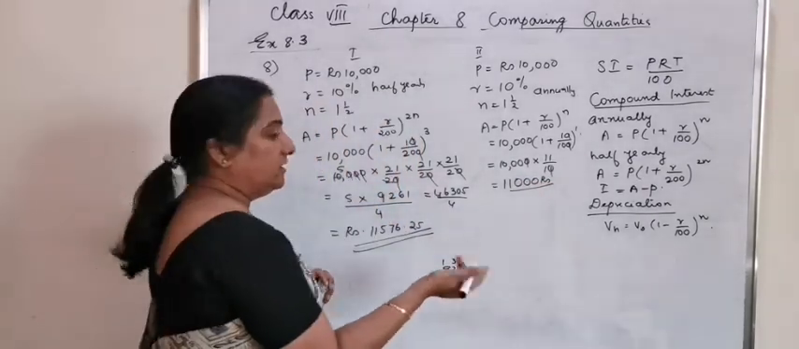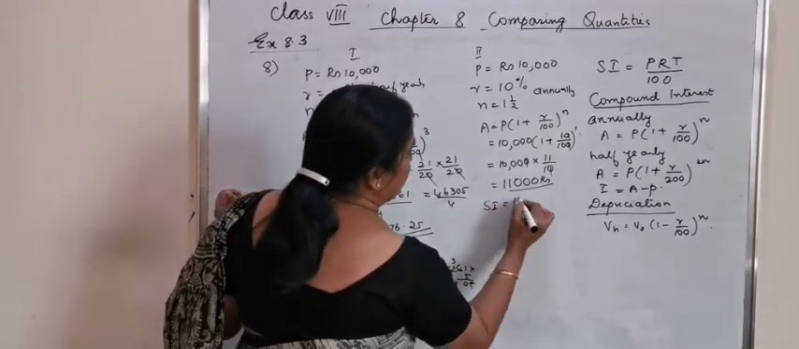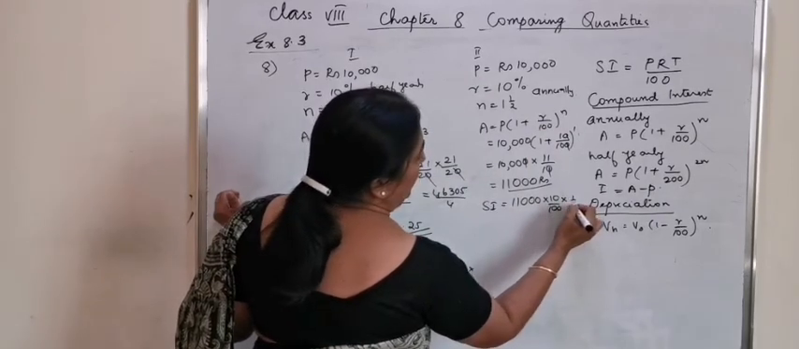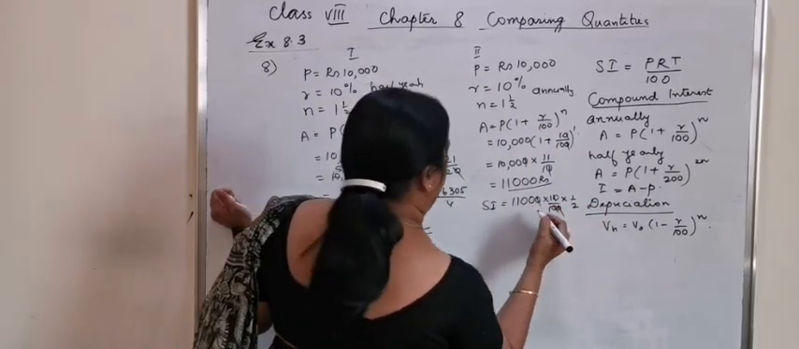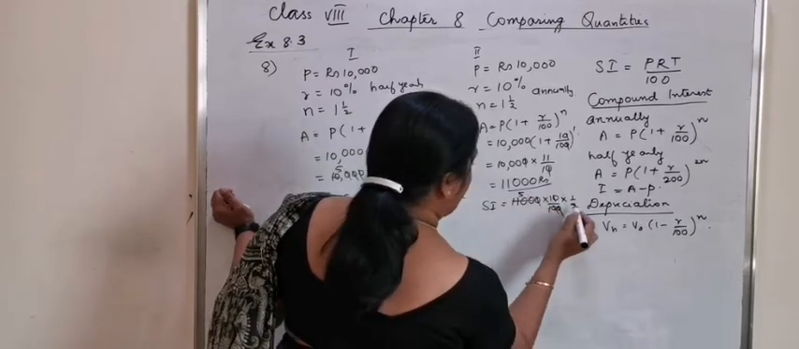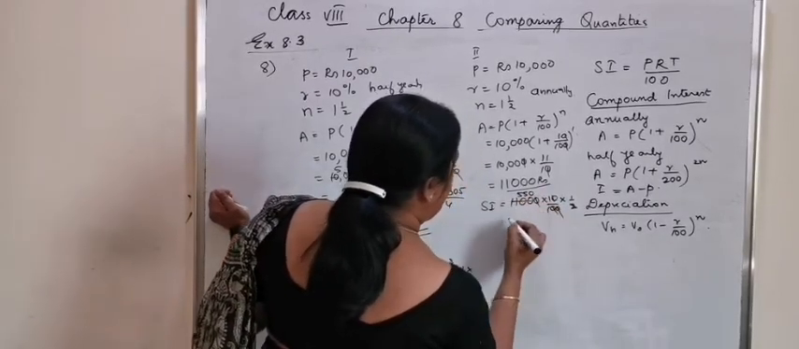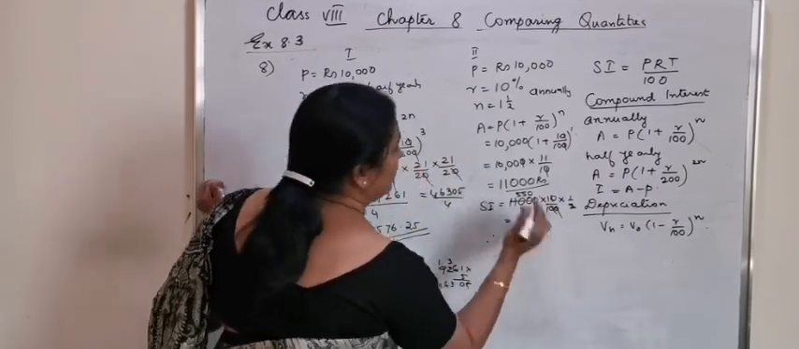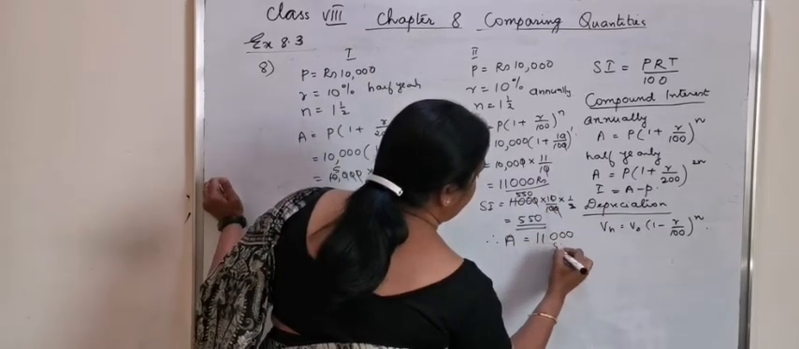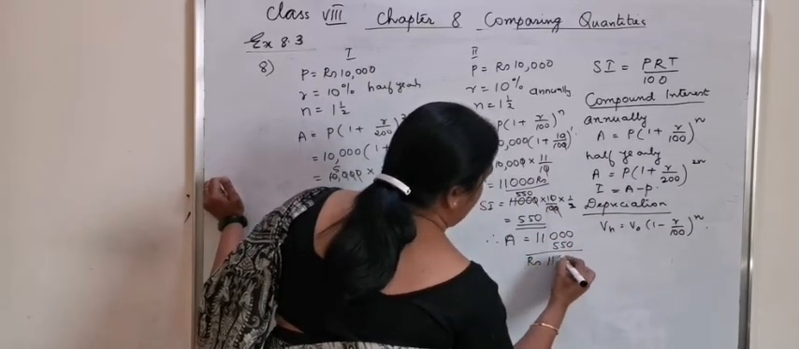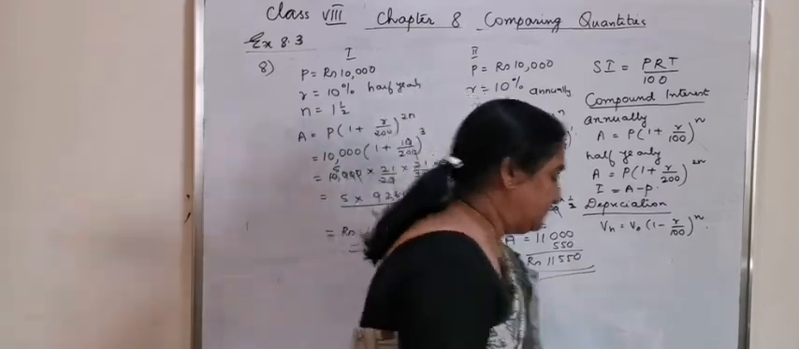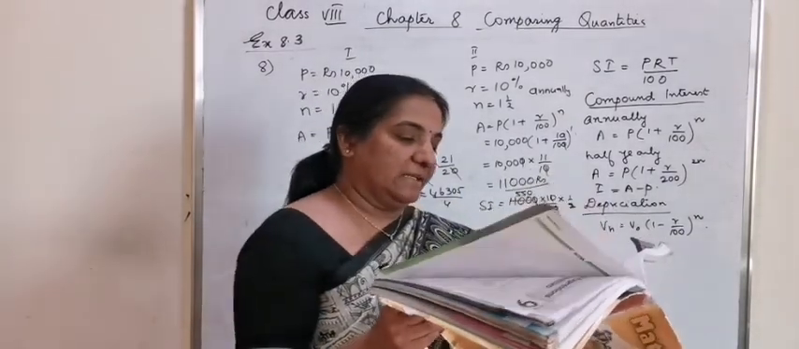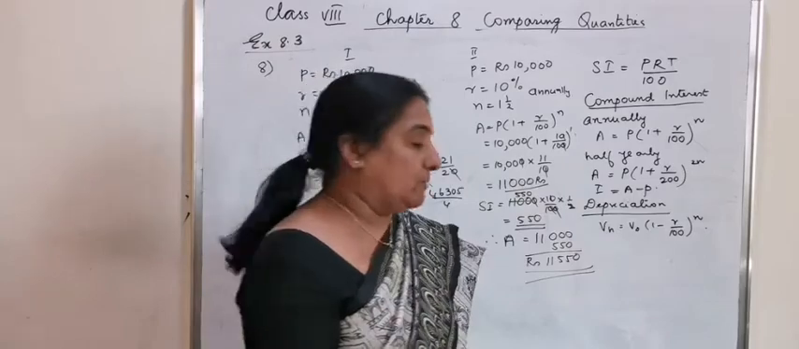Now for the next half year, by simple interest, it is equal to 11,000 into rate 10 by 100 into another half year, that is 1 by 2, which is equal to 1,100 by 2, which is 550. Therefore, the total amount in this case is 11,000 plus 550, or rupees 11,550.